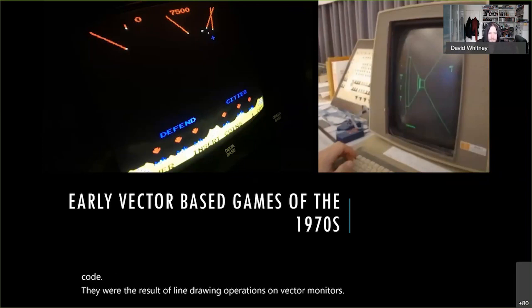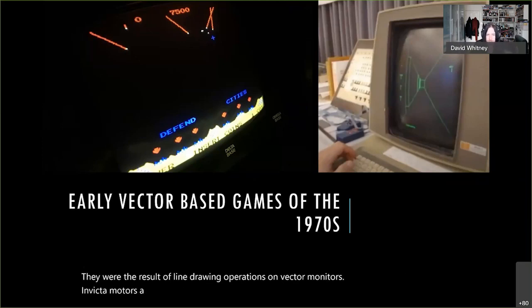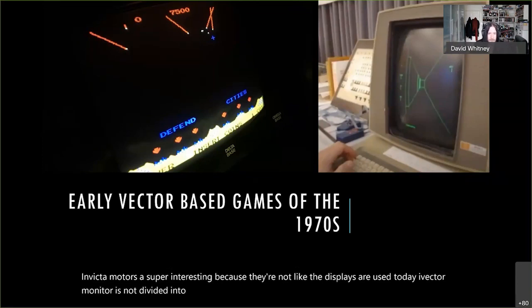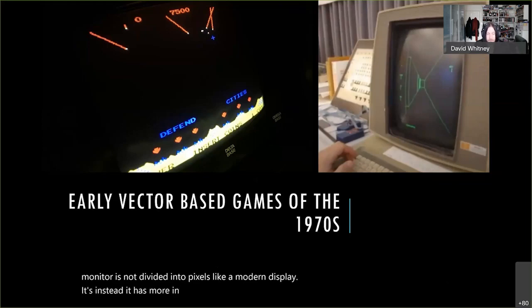And vector monitors are super interesting because they're not like the displays we use today. A vector monitor is not divided into pixels like a modern display. Instead it has more in common with the displays on an oscilloscope. It technically has infinite resolution.